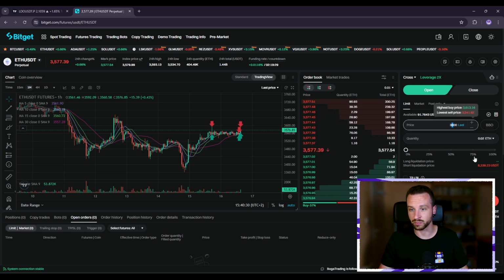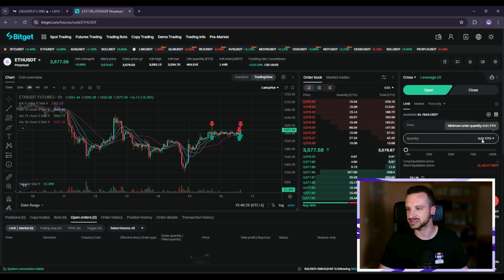I'm going to put this as a short. So the price is around 3,576 now, so we'll put the short above. Okay, sticking to this 0.02 ETH. By the way, let's check this available balance. It's quite important. So 91.